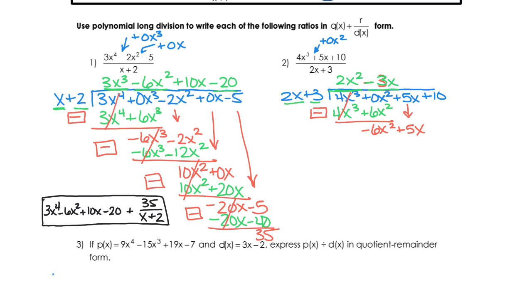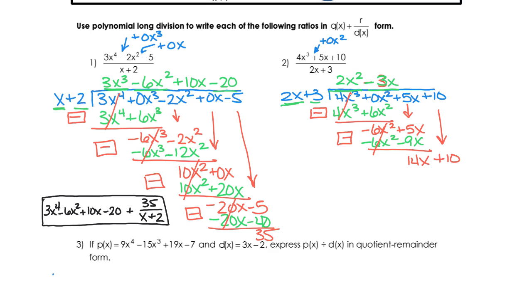Okay, so the negative 3x times the 2x is negative 6x squared. Negative 3x times 3 is negative 9x. We'll go ahead and subtract. And our first set of terms cancel. And we have 5 minus a negative 9, which is really 5 plus 9, which is 14x. We'll go ahead and bring down our plus 10.